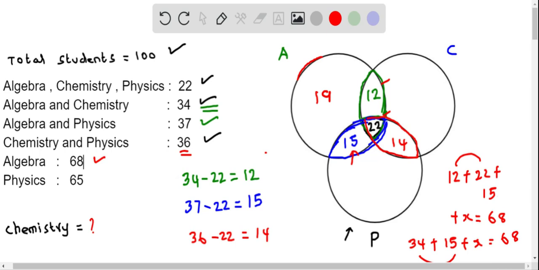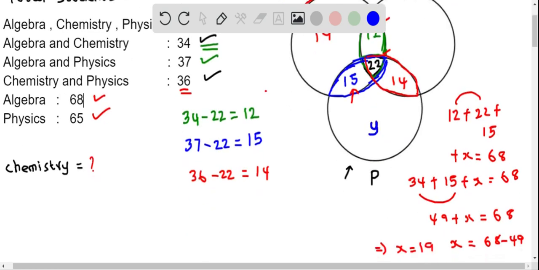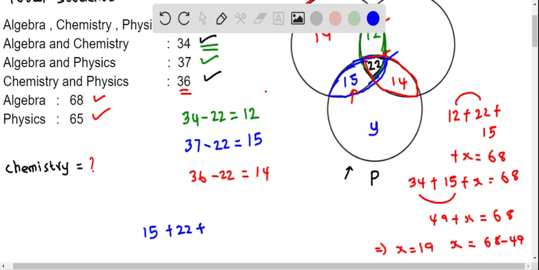Now let's determine the number of students who have taken only physics using this information. The number of students who have taken physics is 65. Let's say this quantity is y, where y represents the number of students who have taken only physics. So we can set up the equation. We have to add these numbers: 15 plus 22, plus all the numbers inside the physics circle, plus y, and this equals 65.